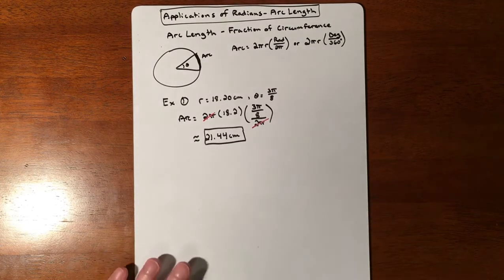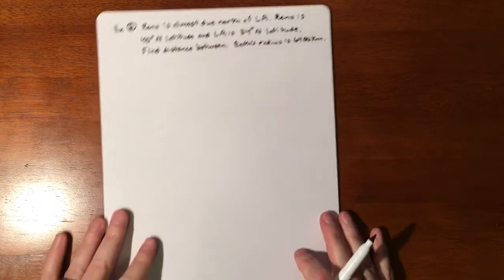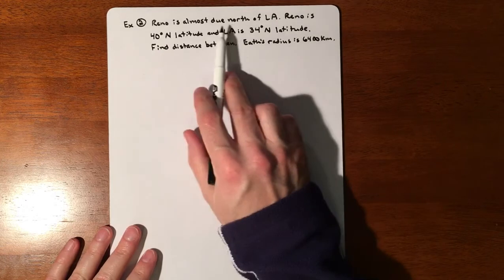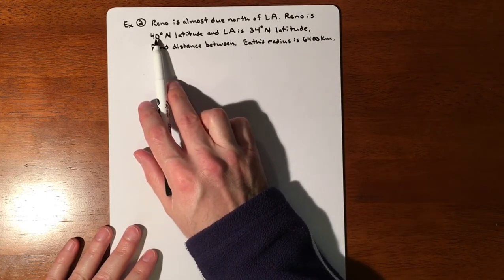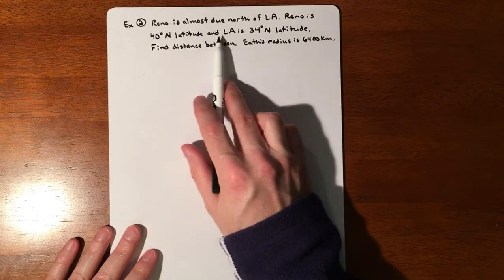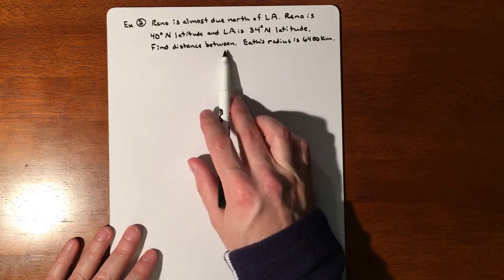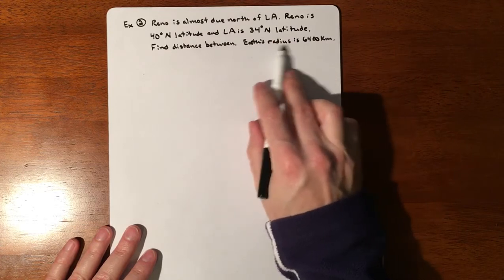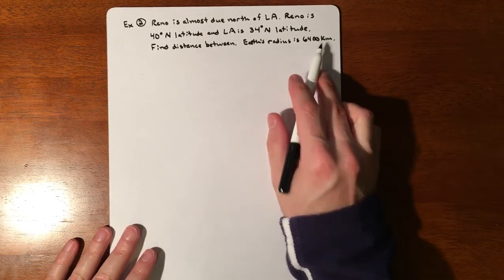All right, and then we have a second one. This one's a little more wordy, more of a word problem, where you're looking at two different cities. One is Reno, which is almost due north of Los Angeles. Reno is at about 40 degrees north latitude, and LA is at about 34 degrees north latitude. Find the distance between them. And we're going to need Earth's radius. The fact that Earth's radius is roughly 6,400 kilometers.